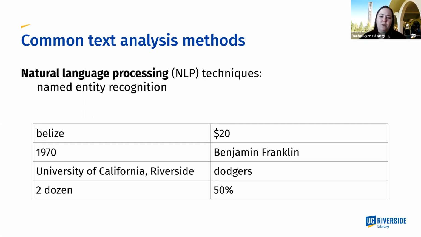So one really common NLP technique is called named entity recognition. So this is the classification of words and phrases into predefined categories, everything from people, places, dates, organizations, numbers, quantities, percentages, dollar amounts, things like that.